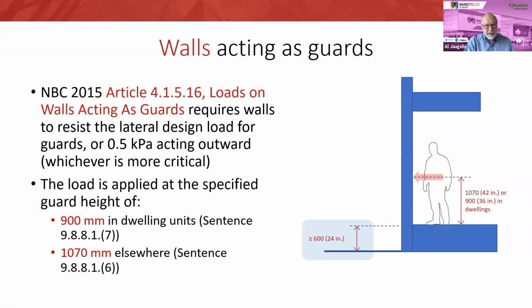This load is applied at the specified guard height, and that can change. If you're inside a dwelling unit, the guard height in the code is 900 millimeters. If you're not in a dwelling unit, if you're in a public space or an office space or any other occupancy, the guard height is 1070 millimeters.